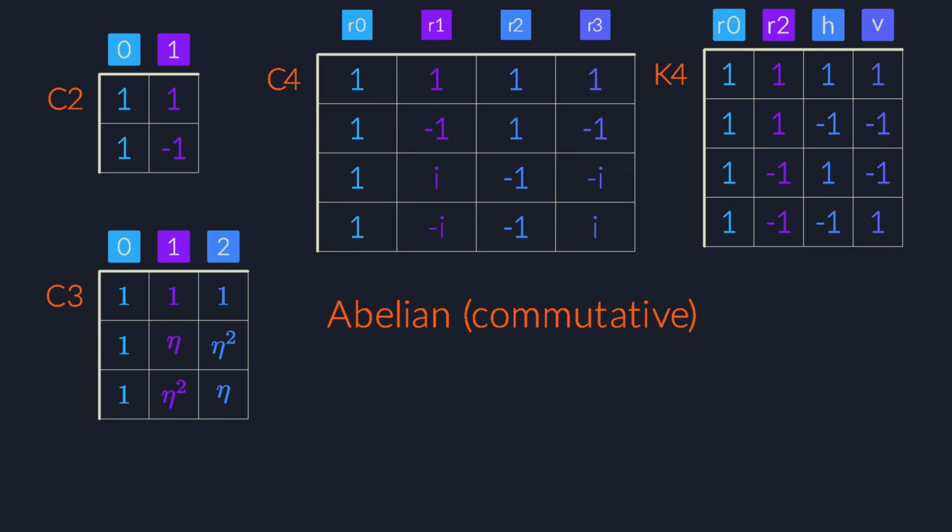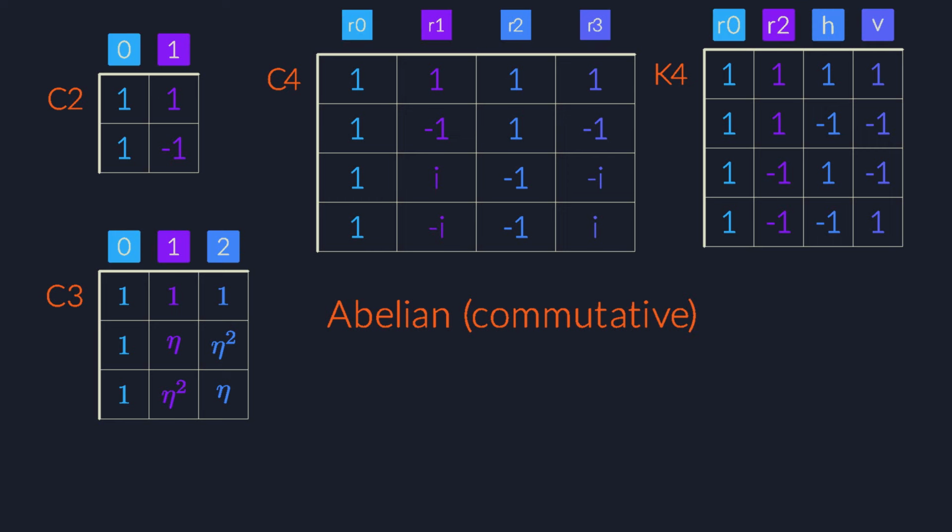First, I should tell you how to read these tables. At the top of each column is an element from the group. For the cyclic groups, I use the integers modulo n. For the rotations of the square, I show the names of the rotations. And for the Klein 4 group, you get the symmetries of the rectangle, 2 rotations and 2 reflections.